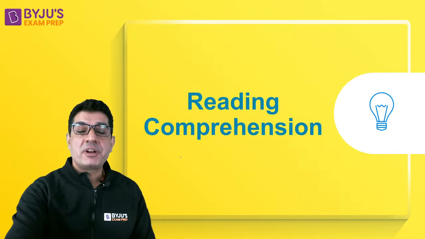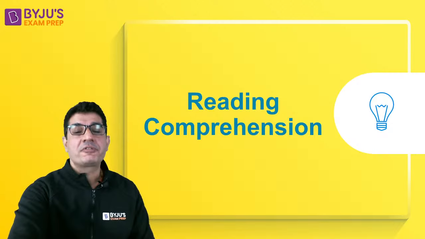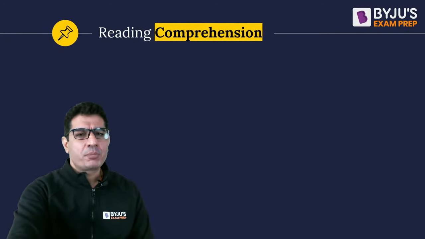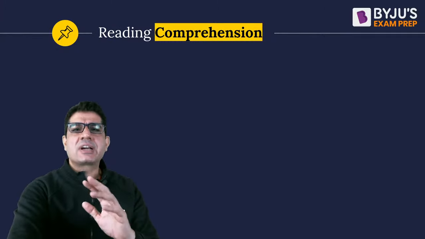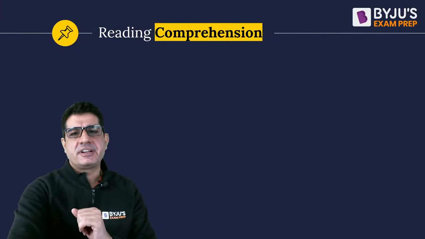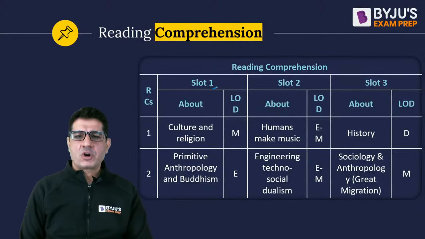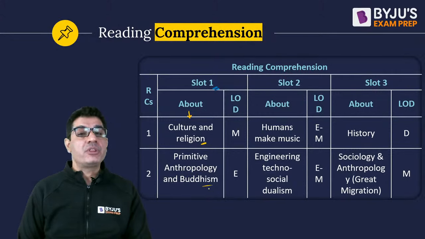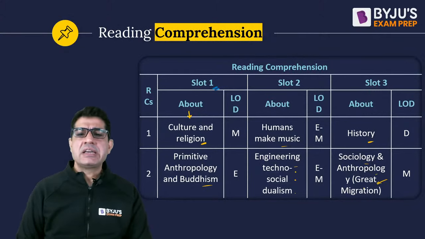So now let us dig deeper into the reading comprehension section of CAT 22. To begin with, let me take you through the kind of passages that were asked along with their difficulty levels. So here is slot 1, and we are talking about the first 2 passages. Passage 1 was about culture and religion. Passage 2 talked about primitive anthropology and Buddhism. Then look at slot 2: humans make music, engineering and techno-social dualism. Slot 3 gave you history, and once again anthropology, where the focus was on the Great Migration.